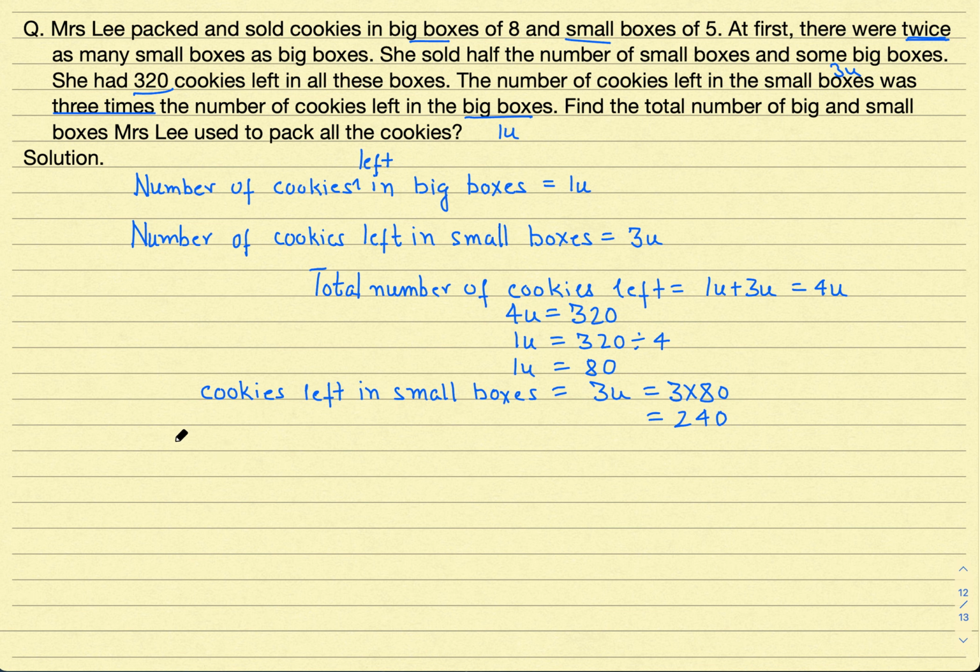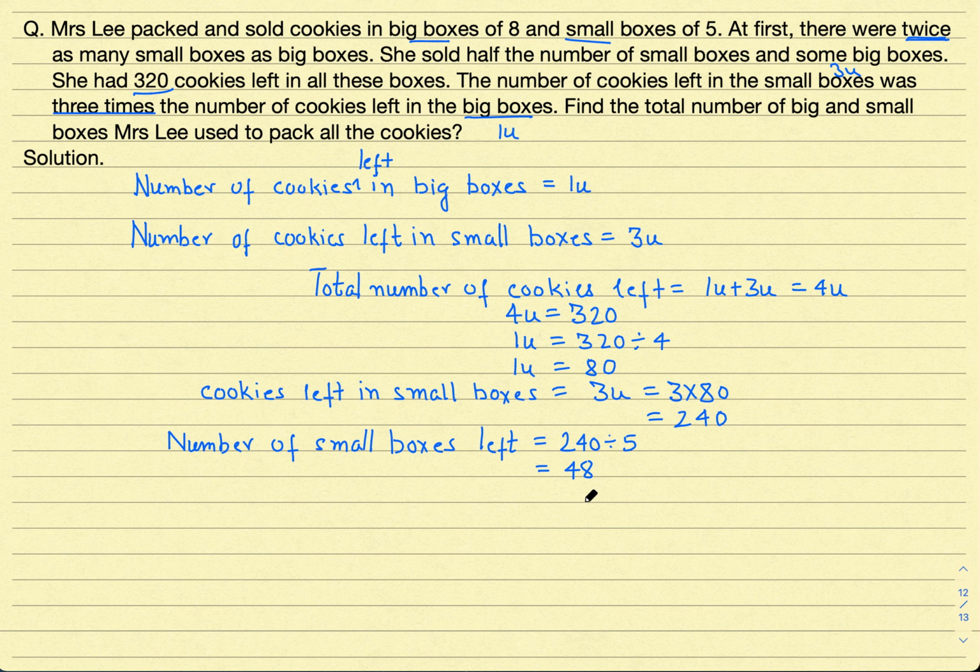So the number of small boxes left will be how many? Will be 240 divided by 5, right? And that will give me 48. That means after selling half of the small boxes, there were 48 boxes left.